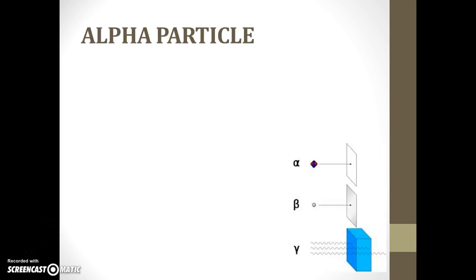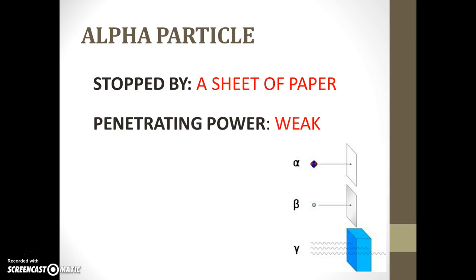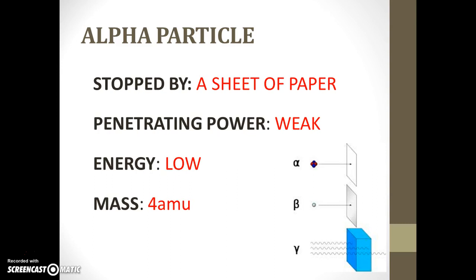Now alpha particles are kind of big, kind of heavy. You can stop alpha particles with a sheet of paper. Your skin actually stops alpha particles all the time. You're constantly stopping alpha particles. They have low penetrating power and low energy. But since they are a helium nucleus, they do have a mass of 4 AMU. Remember, AMU stands for atomic mass unit. That has 2 protons, 2 neutrons. You add them together, you get a mass number of 4 AMUs.